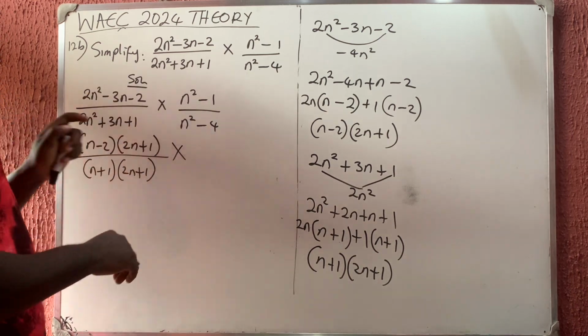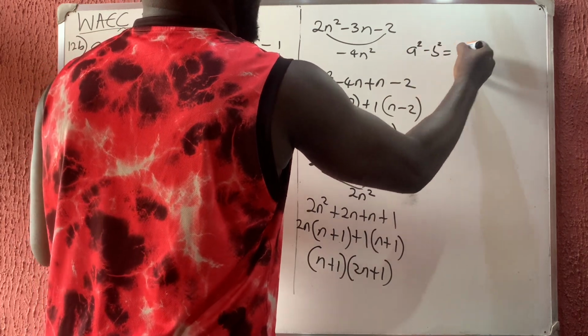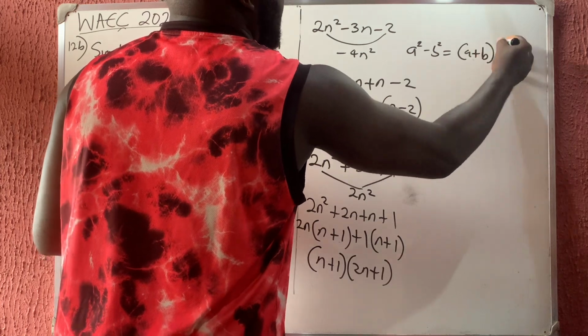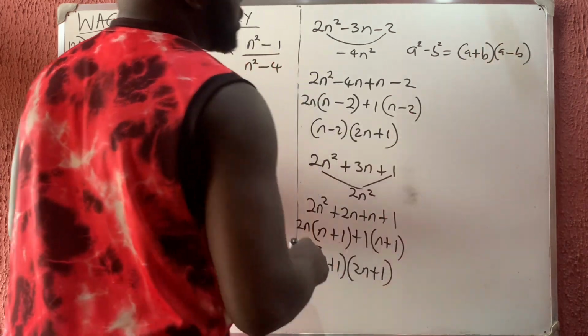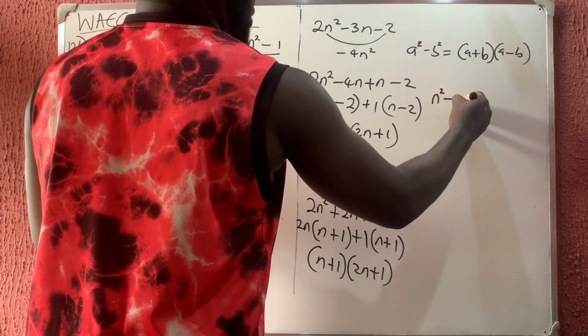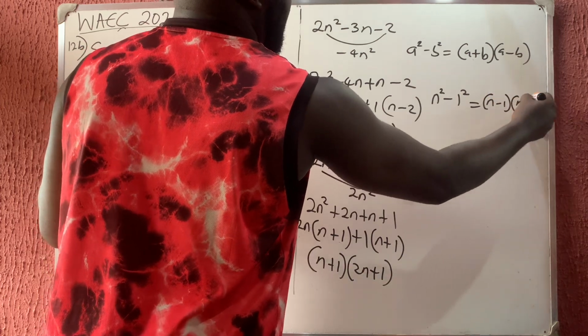Now this is difference of two squares. You should know that a² - b² is the same as (a - b)(a + b). It is called difference of two squares. So this thing can be written as n² - 1², which is the same as (n - 1)(n + 1).